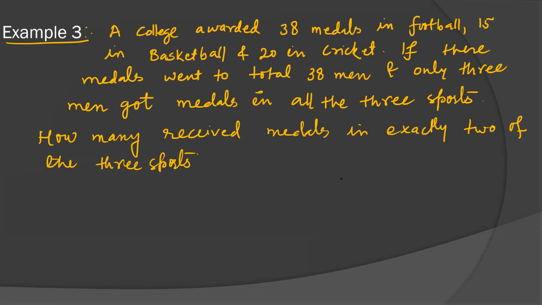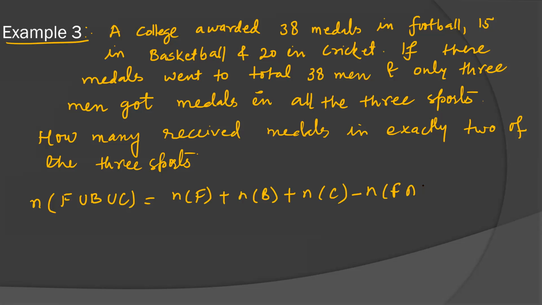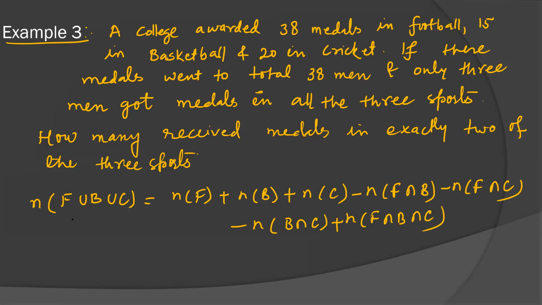Firstly, I am going to solve it by the formula, then using the Venn diagram. The number of elements in football union basketball union cricket is equal to the number of elements in football plus basketball plus cricket, minus football intersection basketball, minus football intersection cricket, minus basketball intersection cricket, plus the intersection of all the football, basketball and cricket.